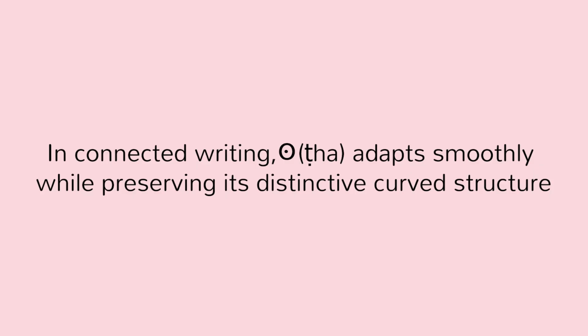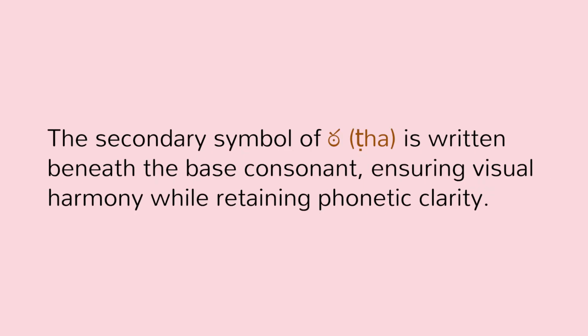The character maintains visual balance and clarity, allowing it to combine easily with vowel signs and conjunct forms. In connected writing, Ta adapts smoothly while preserving its distinctive curved structure. The secondary symbol of Ta is written beneath the base consonant, ensuring visual harmony while retaining phonetic clarity.